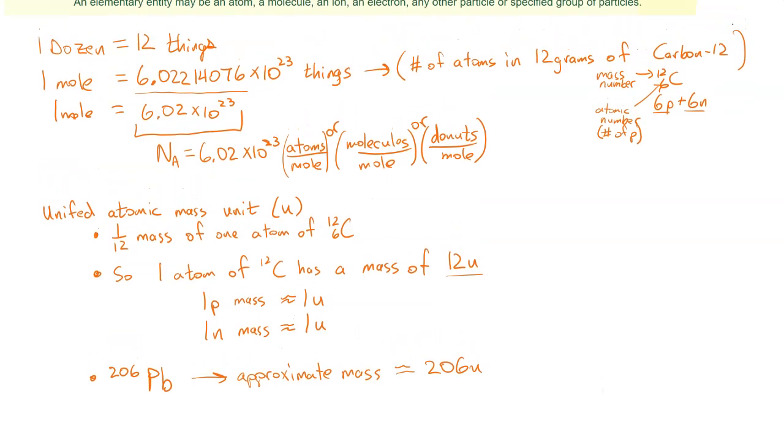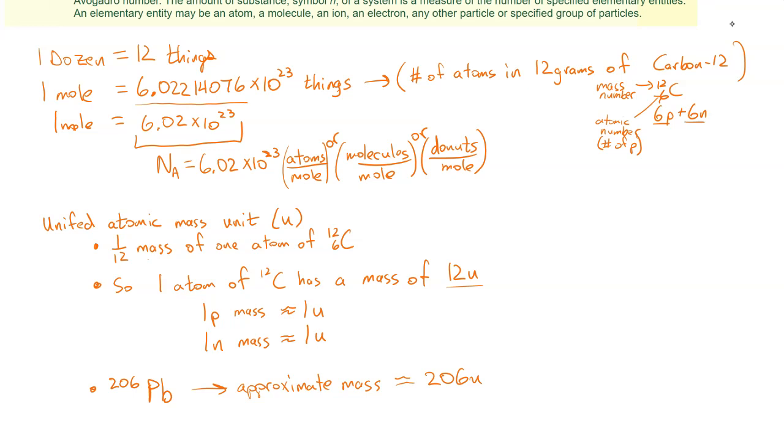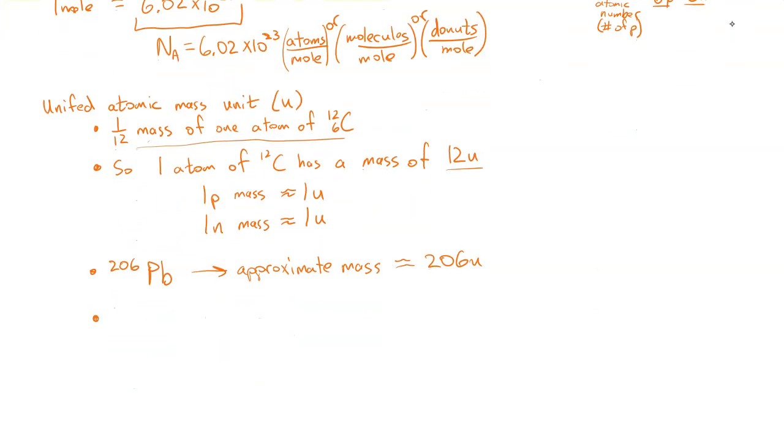Another benefit of defining 1 U in this way, how we did with carbon, and the fact that we defined a mole of things to be the number of atoms in 12 grams of carbon-12, is that this mass number, which is a horrible name because it's really not mass, it's just the number of protons plus the number of neutrons. It's just an integer. It's not actually the mass, but it's a close approximation. When you have the mass number, you can use it as the approximate mass of an atom in U.